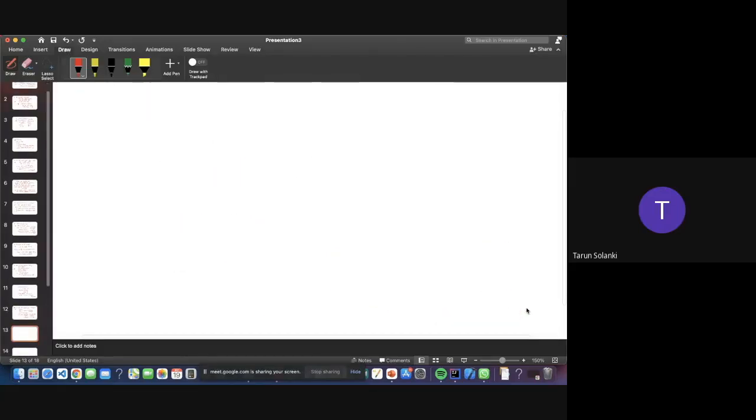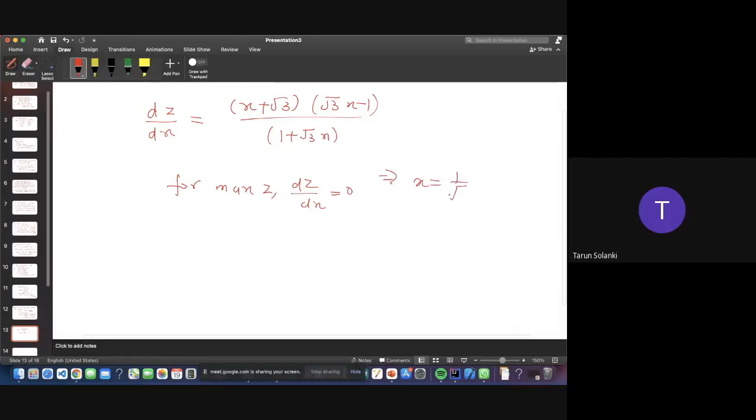Okay. So we can write dz by dx is equal to (x plus root 3)(root 3x minus 1) divided by (1 plus root 3x). So for maximum z, dz by dx is equal to 0. So it means x is equal to 1 by root 3 and minus root 3. So x is equal to minus root 3 we will not take, because a plus b is equal to pi by 3, which implies x is equal to tan a is greater than 0.